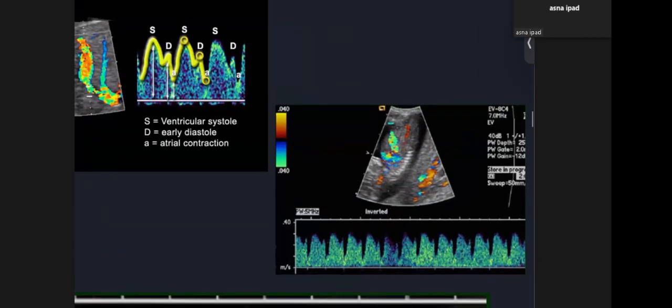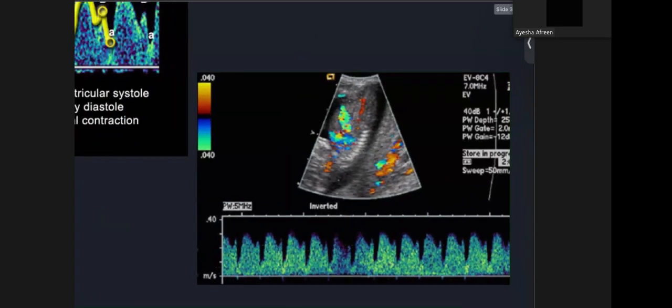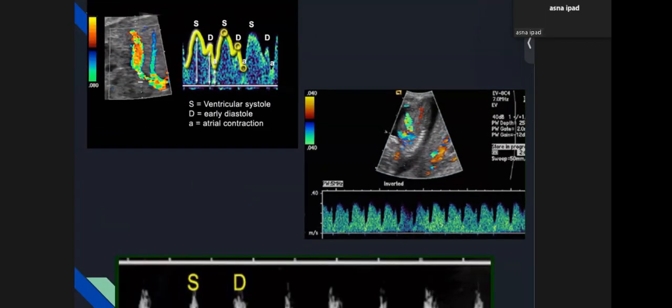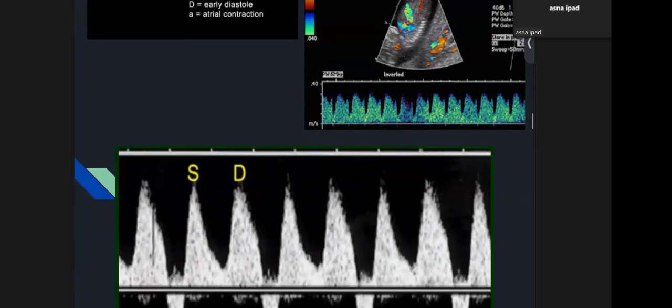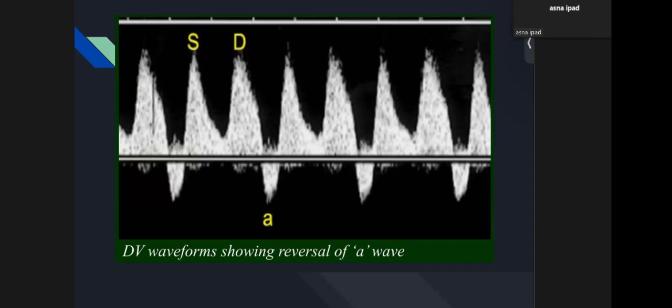This is the normal waveform that you see: S, D, and A waves. Reversal of A is important because this is the last vessel that changes during fetal IUGR. Only when fetal acidosis sets in will you see changes in the ductus venosus. When there is reversal of the A wave, you have to tell the obstetrician that there's fetal acidosis, and do the necessary intervention.